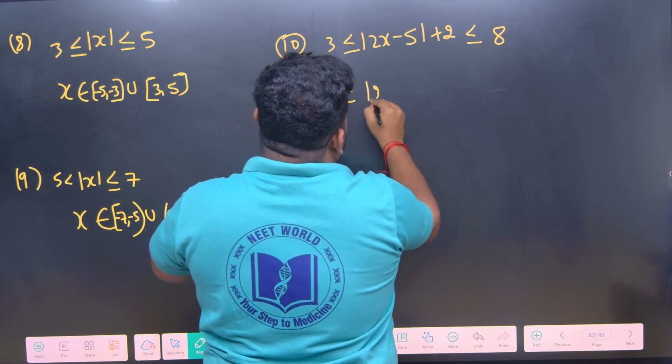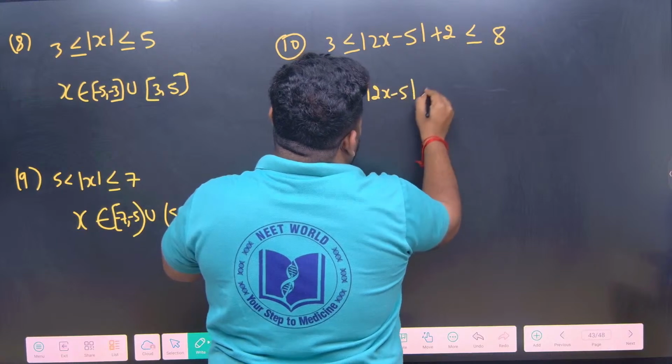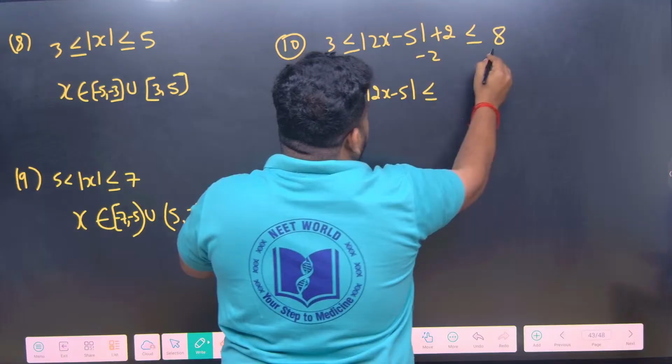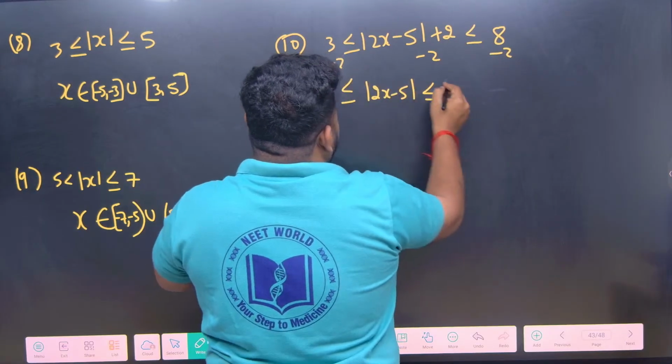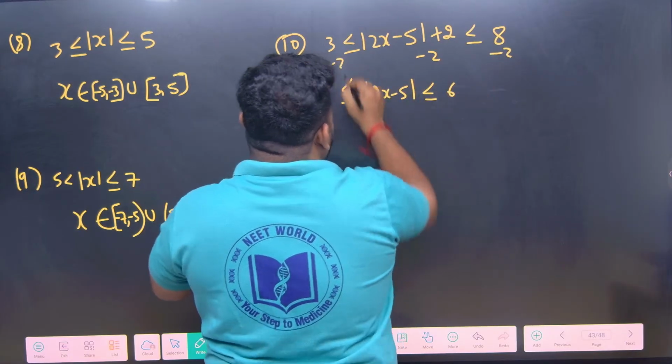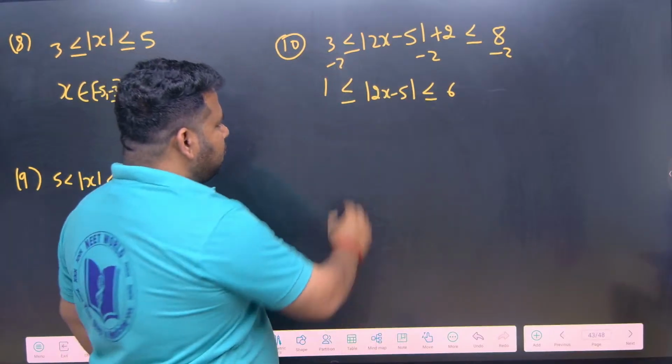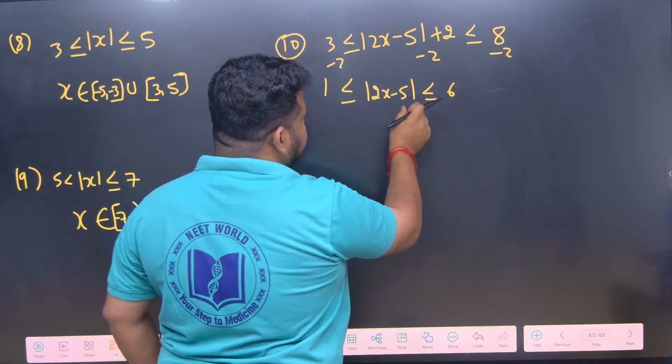Less than or equal to |2x − 5| will become less than or equal to 8 − 2. I have to remove 2, so let me subtract 2 here. So this will become 8 − 2 = 6, and 3 − 2 becomes 1. So this is what we have. Now |2x − 5| is greater than or equal to 1 but less than or equal to 6.